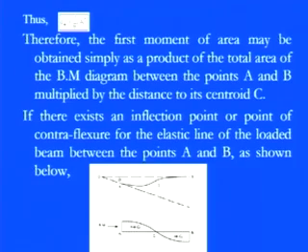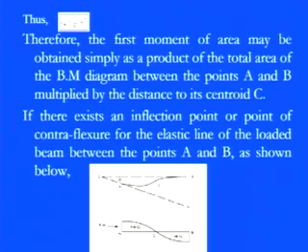Therefore the first moment of area may be obtained simply as a product of the total area of the bending moment between certain points, multiplied by the distance to its centroid x bar. So once you have this first moment of area and the x bar distance, we can easily calculate the slope, or we can say the deflection, at any point.